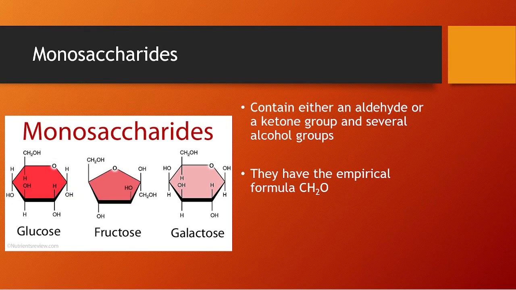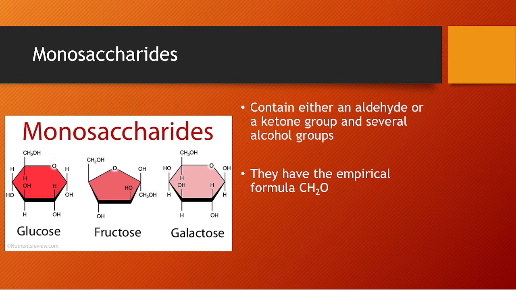All right, the monosaccharides we're talking about are sugars. They contain either an aldehyde or a ketone group and several alcohol groups, and they will have an empirical formula of CH2O. So the one most people know is glucose, C6H12O6.